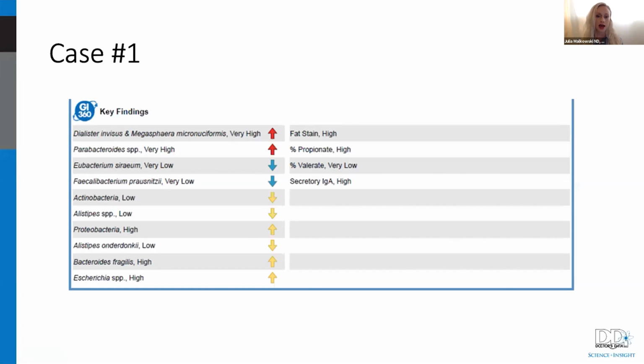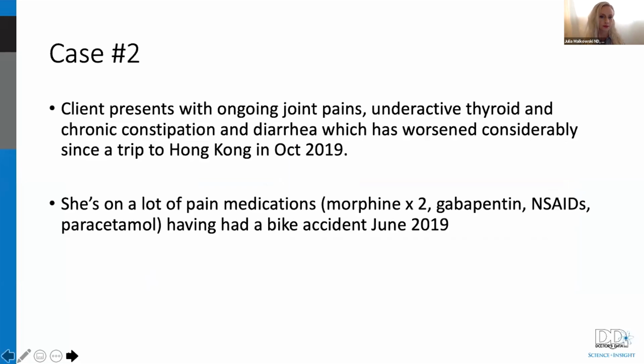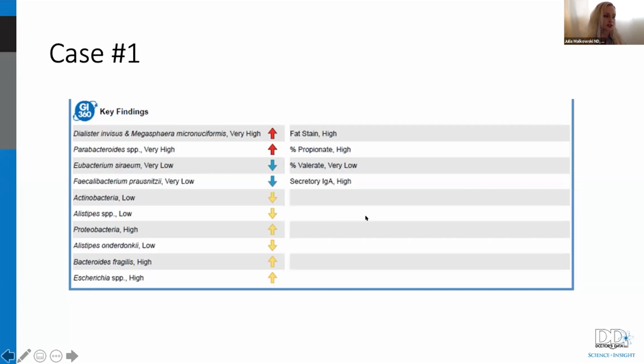And then we see a high fecal secretory IgA. So we'll talk about that in a minute. Oh, I apologize. So with the high fecal secretory IgA, that is associated with a GI infection in the past 4 to 6 weeks. So you'd want to get a good history on the patient to make sure they haven't had a GI infection in the past 4 to 6 weeks.